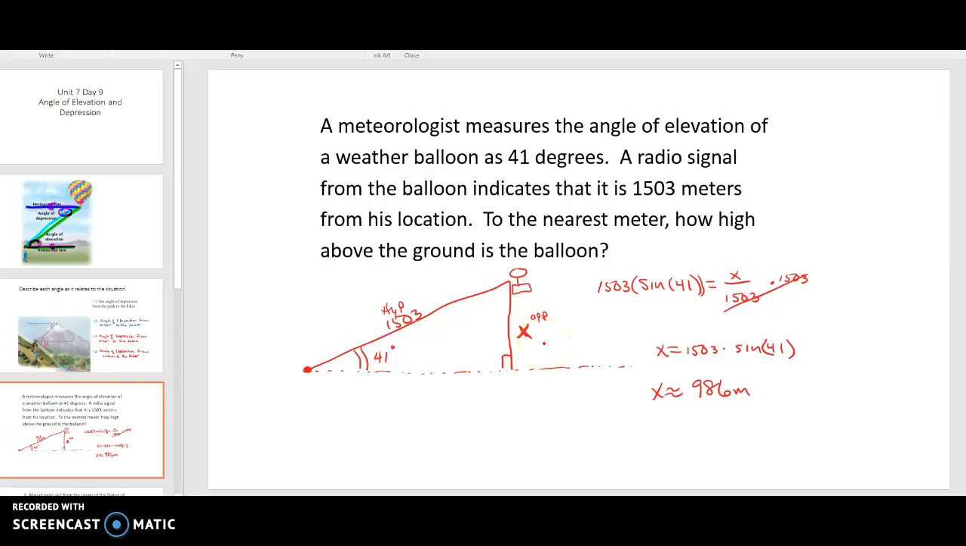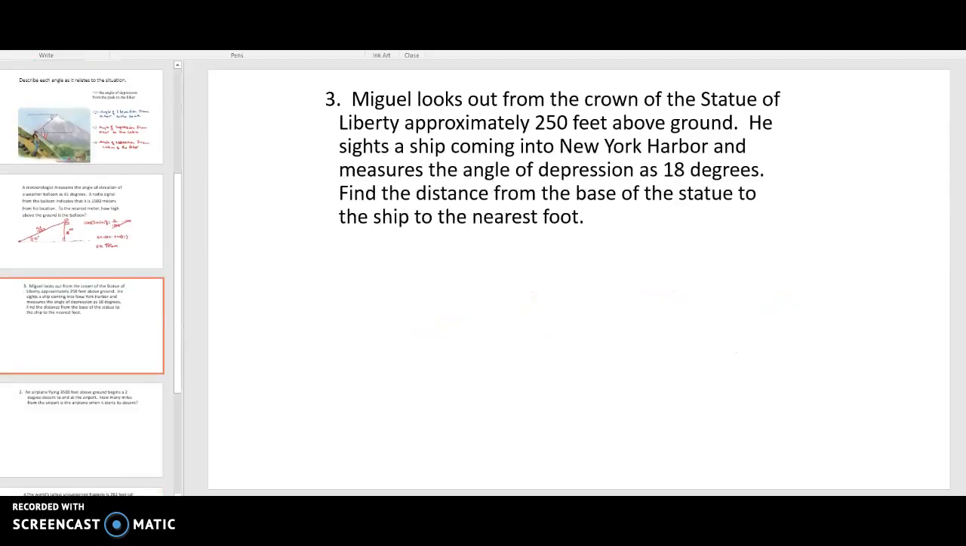So it is critical that we are drawing a diagram, picturing the situation, identifying the sides of the right triangle properly, and going from there.